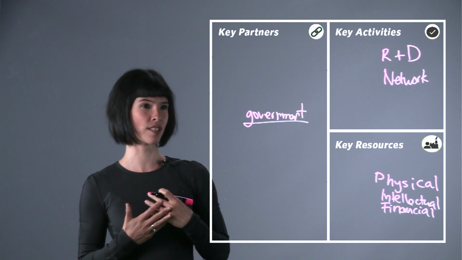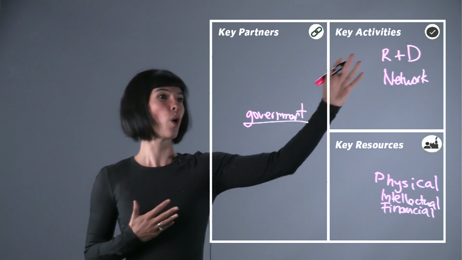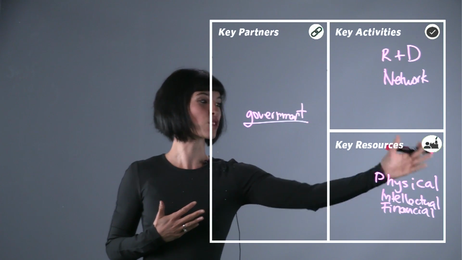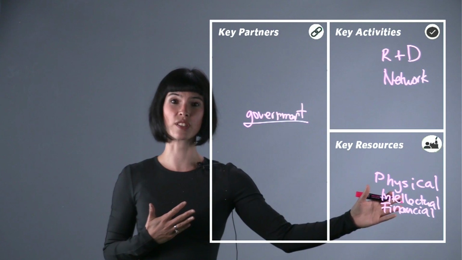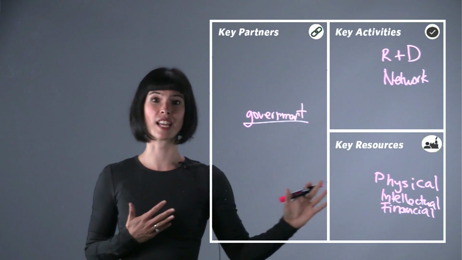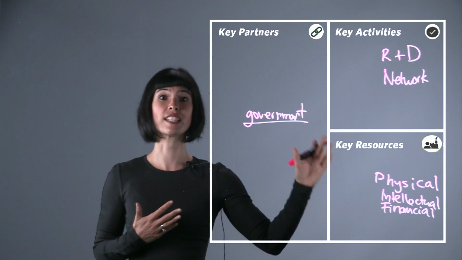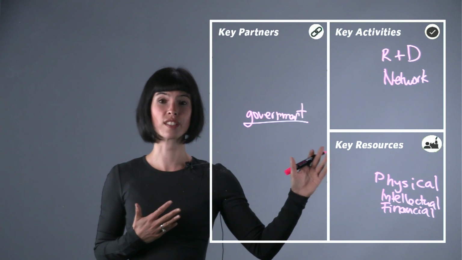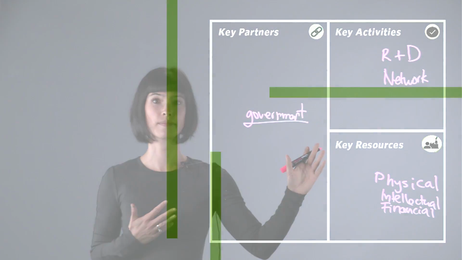So with this combination, who they're working with, what they're doing, and these resources, physical, intellectual, financial, all of this is their cost side, everything that they need to do to get their product or service to the customer.